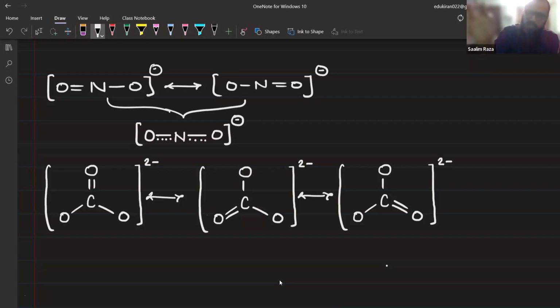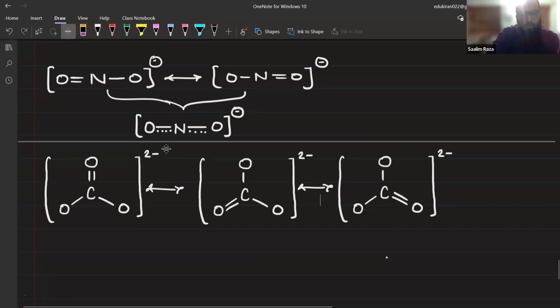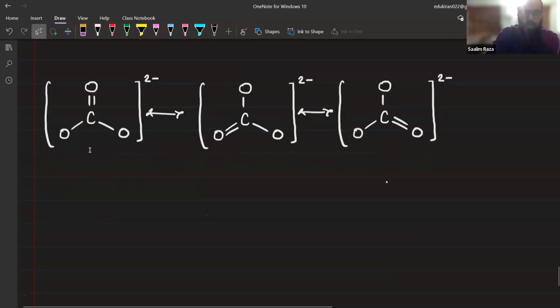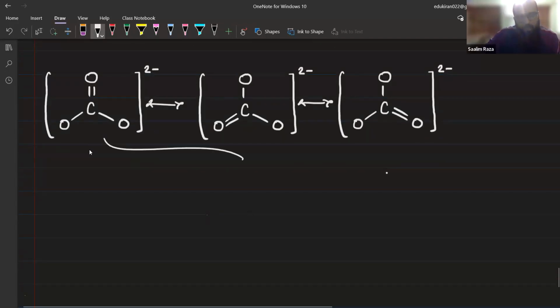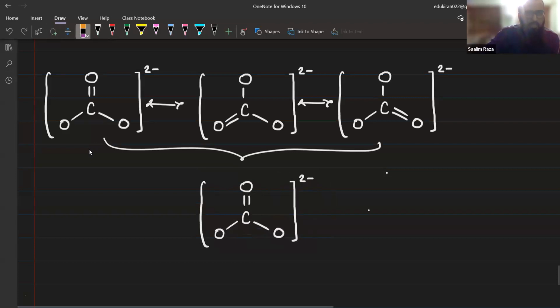All of these three structures together explain the complete CO3 2 negative, and neither of these structures is real. We use one of these structures depending on the use case, where it shows more of the property. But neither is real. All of these are hypothetical structures, known as resonating structures, resonance structures, or canonical structures. These are different names. So what is the original structure of CO3 2 negative? It is the hybrid of all three, in which all three bonds are neither single nor double, but partial double bonds.